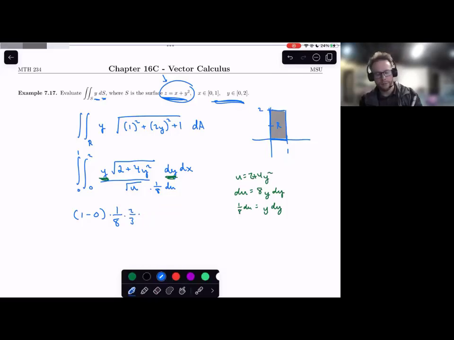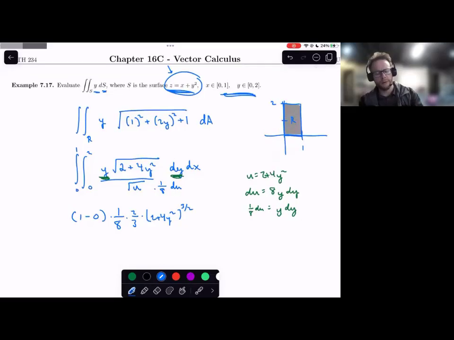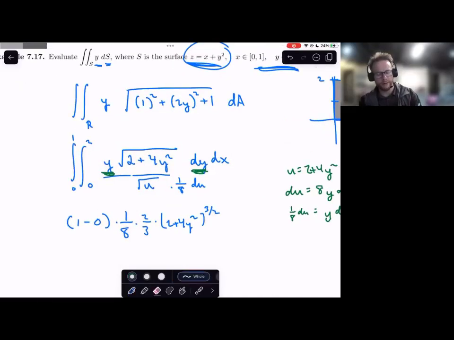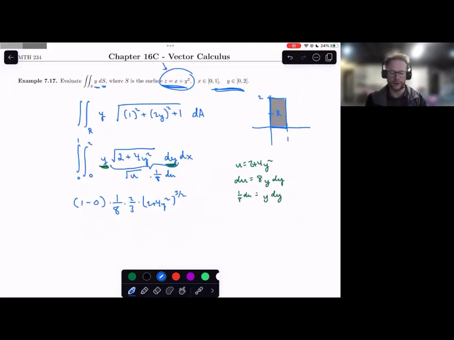Let's also swap in, instead of my u, 2 plus 4y squared. And I remember some time ago in class, someone asked me, why am I dividing by stuff? I'm not dividing by stuff, right? This is equivalent. I was just writing that for the u's and the du and whatnot. So this is equivalent to the square root of u times 1/8 du. So again, you can erase that or move it off to the side if you'd prefer.